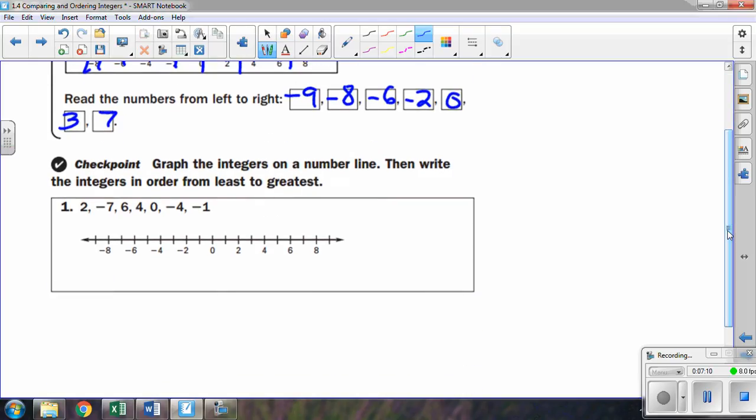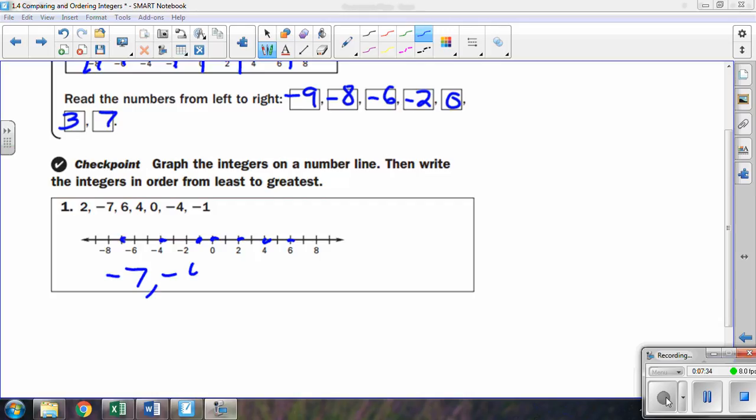Alright, let's consider this checkpoint then. Graphing on a number line. Take a moment, run through it. Alright, plotting our points. We had 2, negative 7, 6, 4, 0, negative 4, and negative 1. Writing them in order from least to greatest: negative 7, negative 4, negative 1, 0, 2, 4, 6. And we're done.